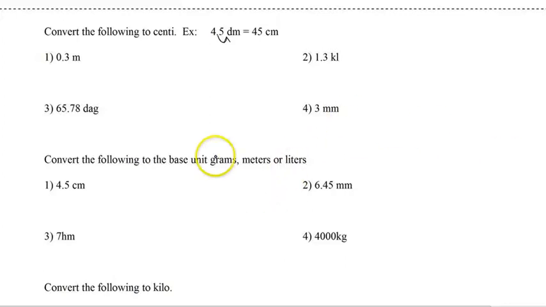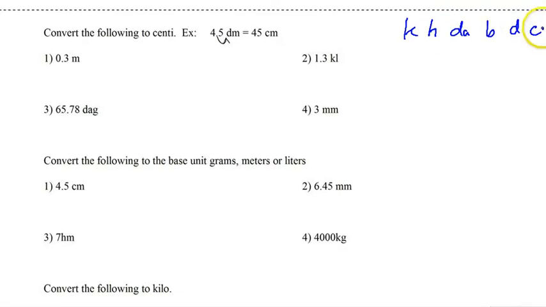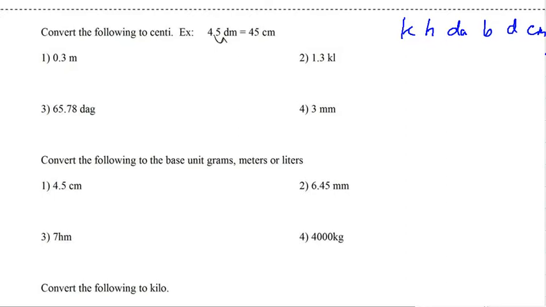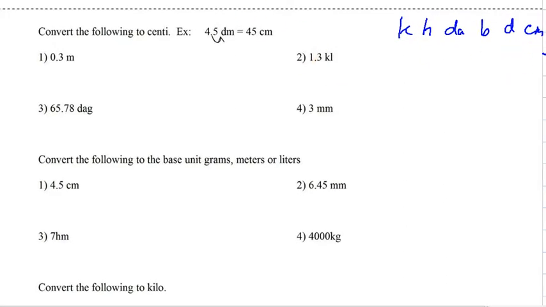So if you start with decimeters, remember it's King Henry died by drinking chocolate milk. Move that over a little bit. There we go. Alright. So if you want to go from deci to centi, we're at deci right here, to centi, and that's milli off to the side. That's 1 to the right. So that's why you go 1 to the right and you get 45 centimeters.